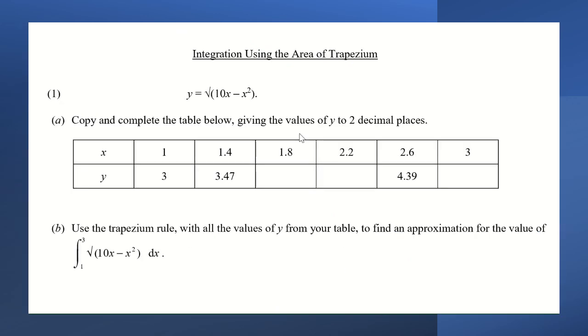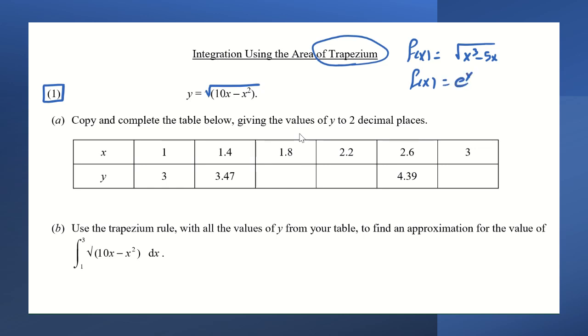How can I use the trapezium rule to find the integration without doing integration? Let's look carefully at the given question, question number 1. I have a function y equal to root of 10x minus x squared, and by the way, this function can be changed and can be written as f of x equal to, for example, root of x to the power 3 minus 5x. It can be written as e to the power x plus 3, all to the power of 2. It can be written as f of x equal to 1 over x squared minus 5 over x to the power 3 plus root x. It can be any function.